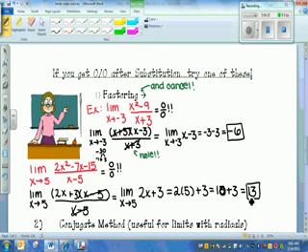So, on your worksheet that you have, if you could please work on questions 1, 3, and 4.